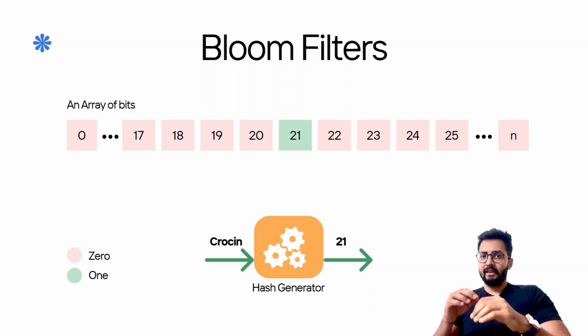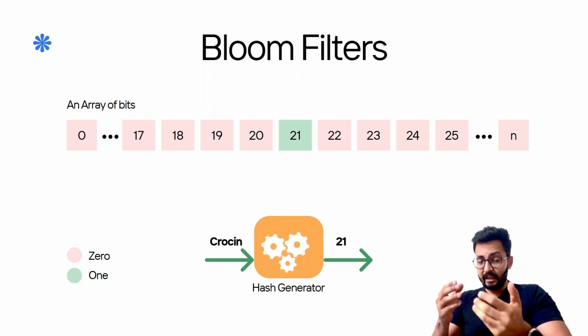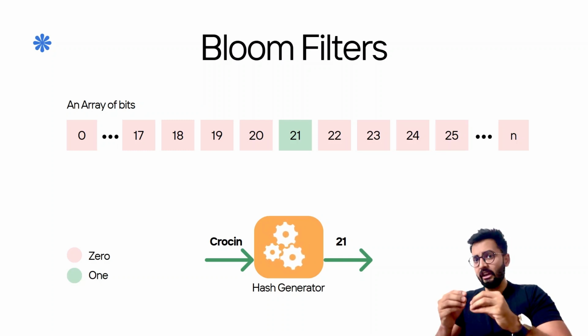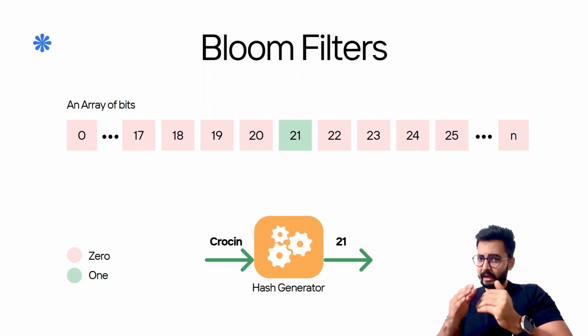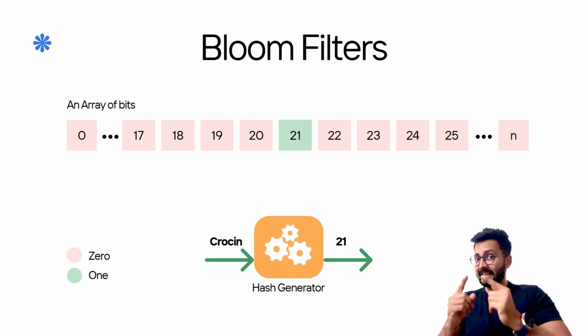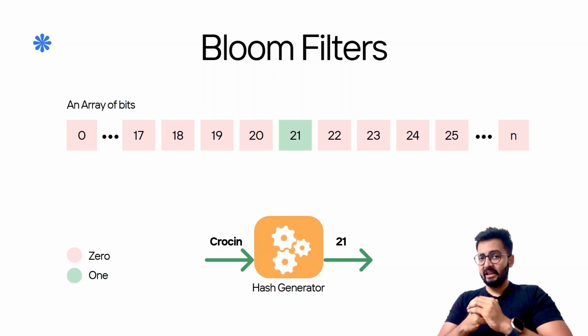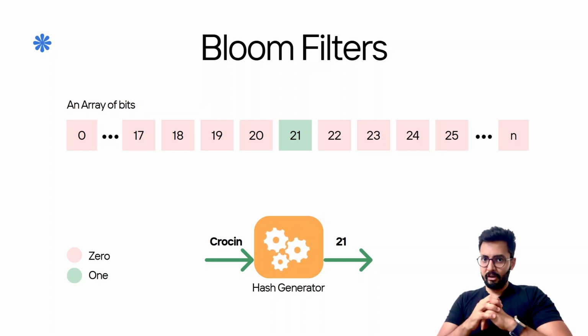Now, in the case of negatives, if the hash is not present, the data searched is not available. But in the case of positives, it may happen that some other input value could also generate the same hash value 21. So if searched, it may give a result of available, but it's possible that it may or may not be available. This is a limitation of Bloom filters, that they allow false positives. But we have a way out of it to improve the accuracy.